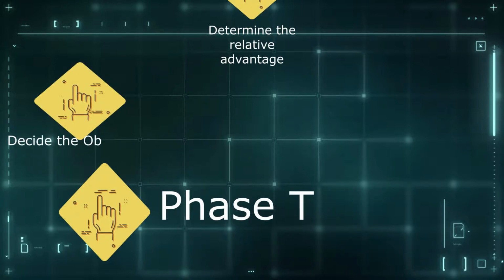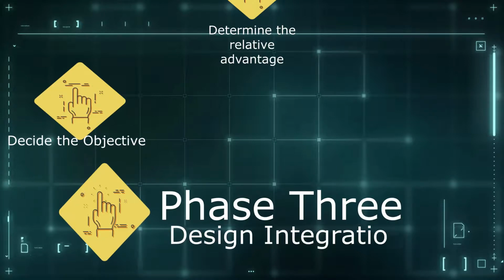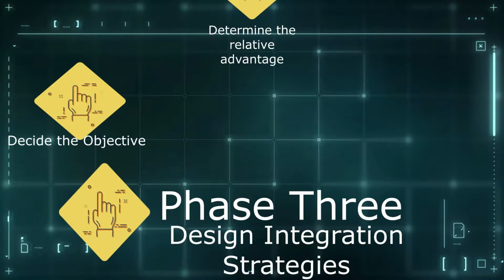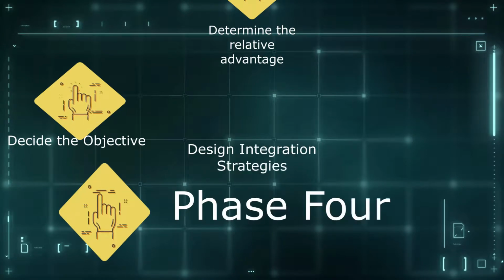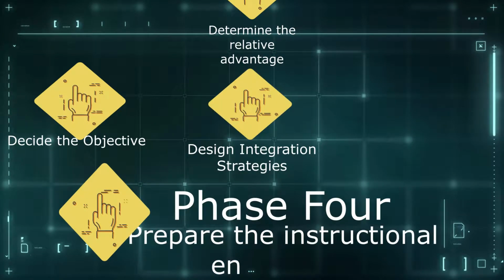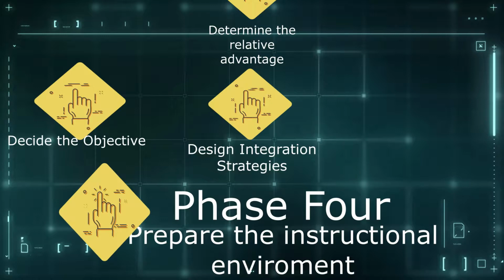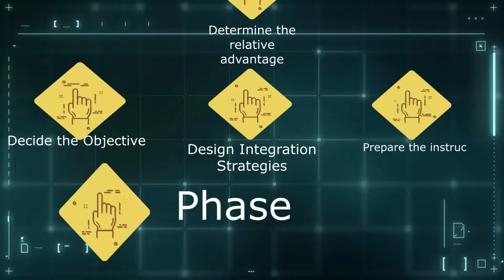Determine the objectives. Phase 3 is the design integration strategies. How will you use the technology to improve your teaching methods? Phase 4 is to prepare the instructional environment. You need to make sure that you have a positive integration. Do you need computers? Do the students know how to operate them? What assistance will you need from other teachers to make this plan a success?